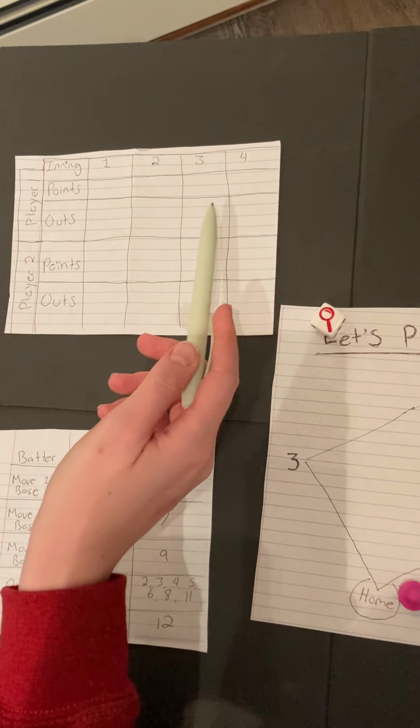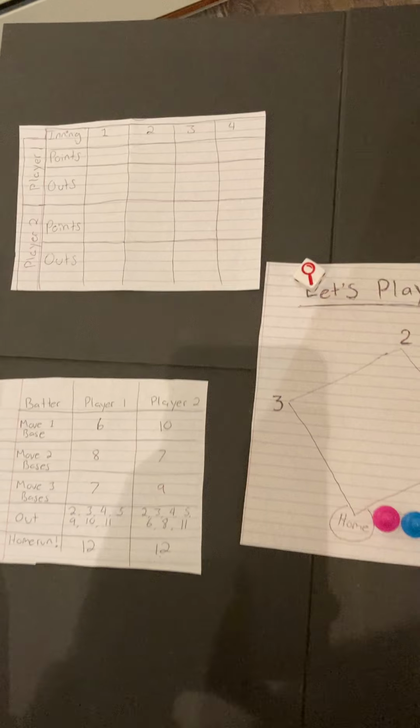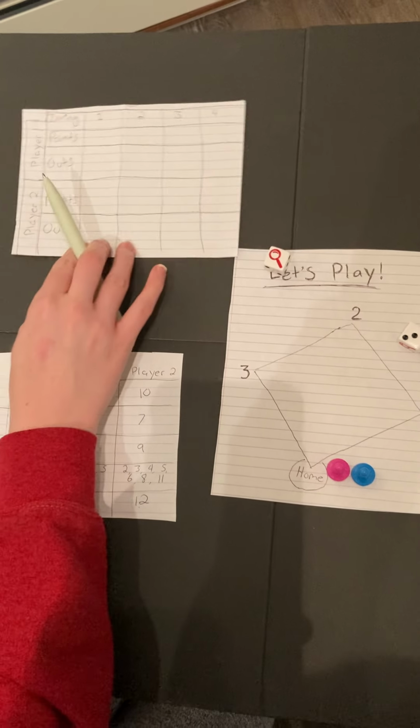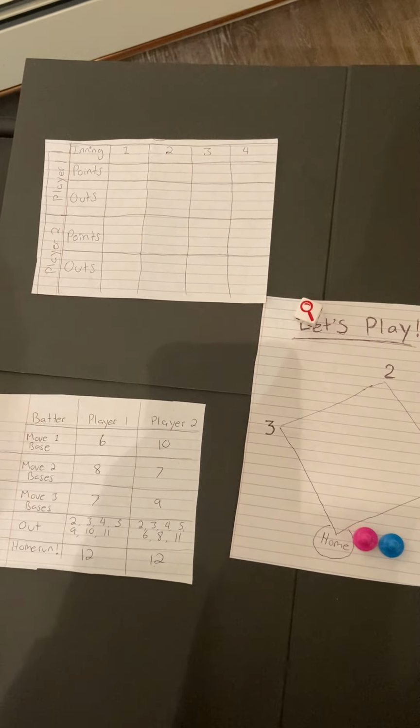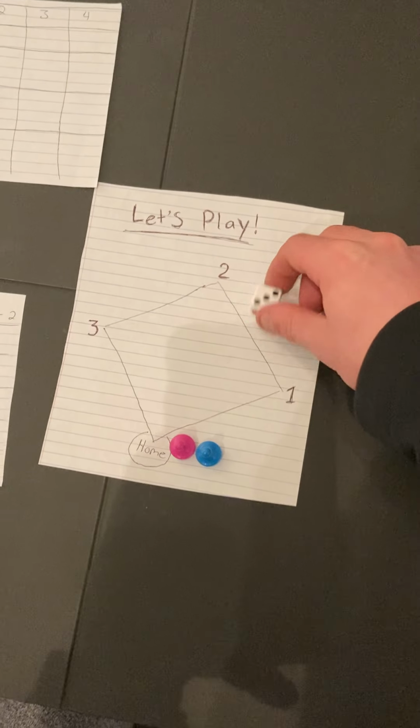So you have a couple innings. Player one gets to go first. And if they get 3 outs, it means that they are out and it switches to the next player for that inning, okay? So let's give it a try. So each player gets to roll 1 dice. So we'll give it a roll.